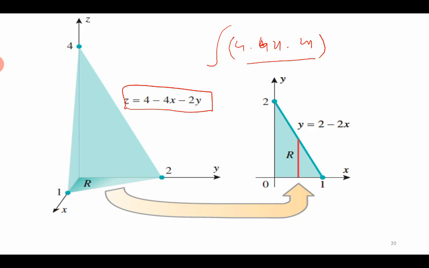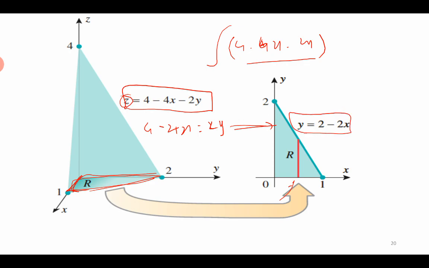See, the region is on the ground, the xy plane. This is our region. How to find this region? Take z as 0. z is 0, there is no height. You will fall on the ground, isn't it? That ground has been shown here in the second graph. Now z is 0. What do you get? 4 minus 4x is equal to 2y. When you divide by 2, you will get this equation. y is equal to 2 minus 2x, a straight line, and you can find the x and y intercepts. By taking y equal to 0, you will get x equal to 1. By taking x equal to 0, you will get y equal to 2. So it's a straight line passing through 1 and 2, covering this region in the first quadrant, isn't it?